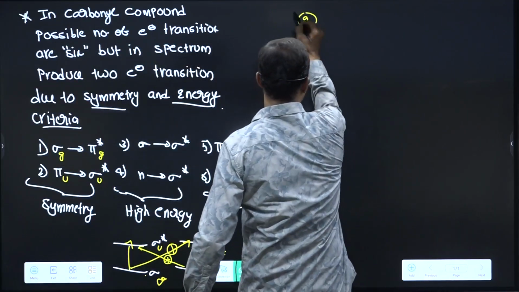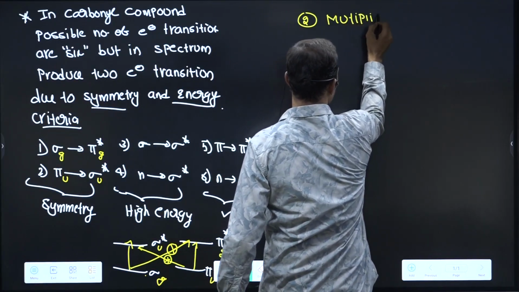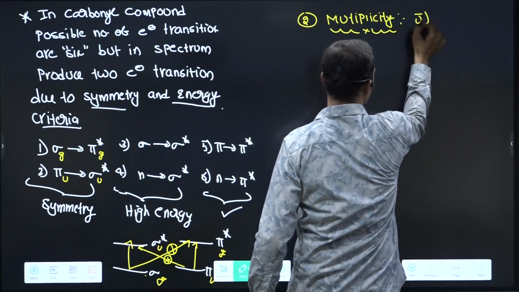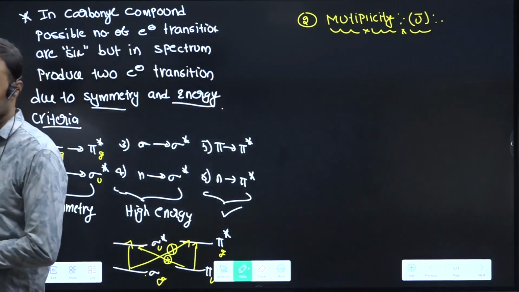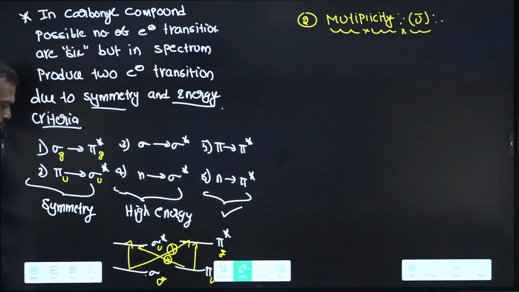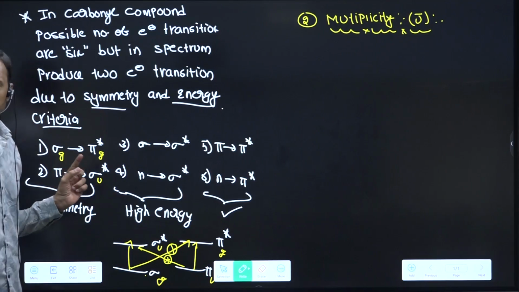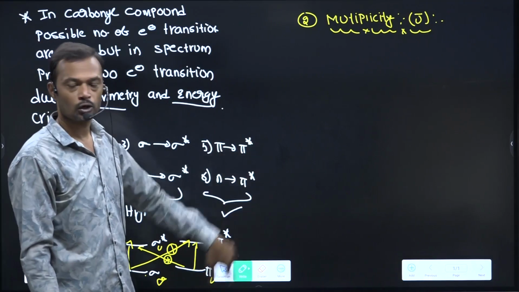So after types of electronic transition, then followed by multiplicity. Multiplicity is represented by J. This will also help in UV. Be careful, that is the advantage of photochemistry. Whatever basics are there in UV, I will cover in photochemistry itself. Two advantages are there: photochemistry and UV.